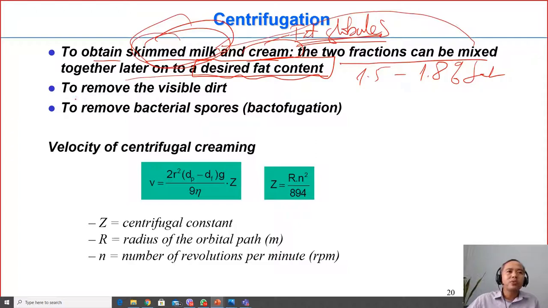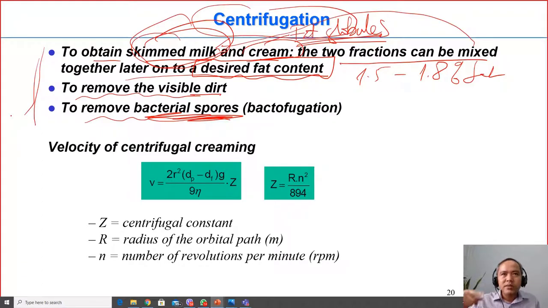Centrifugation can also be applied to remove visible impurities or to remove bacterial spores. So here we discuss the general application of centrifugation. There is a process that can be used to remove spores, and this process is called bactofugation. Remember the term. Bactofugation is actually centrifugation, but it is applied to remove spores of bacteria.